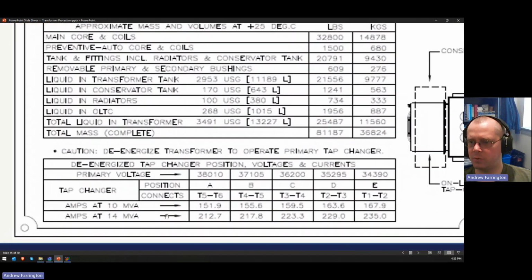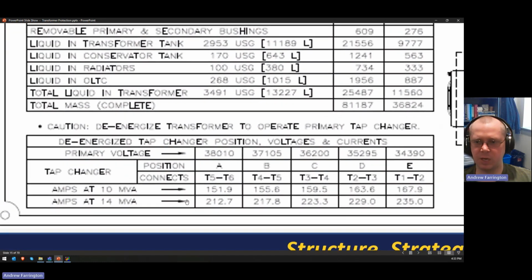Here is a table that shows the different no load tap changer positions. So it says de-energized tap changer position voltages and currents. We'll cover what these connects mean when we get to the next slide, but basically, for this particular transformer, there were 5 positions. That's pretty common. C is the neutral or rated voltage, and then you can go plus or minus 5% of that nominal rating. And that actually changes your current rating for the transformer as well.